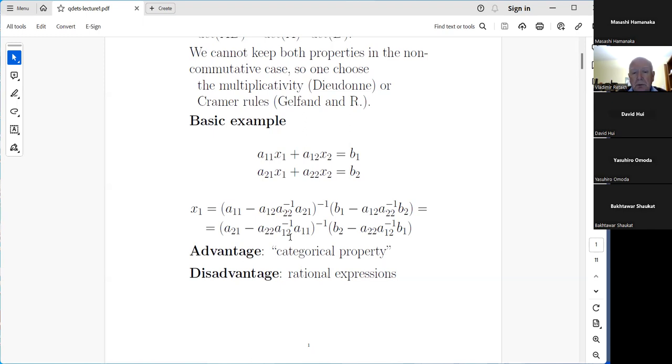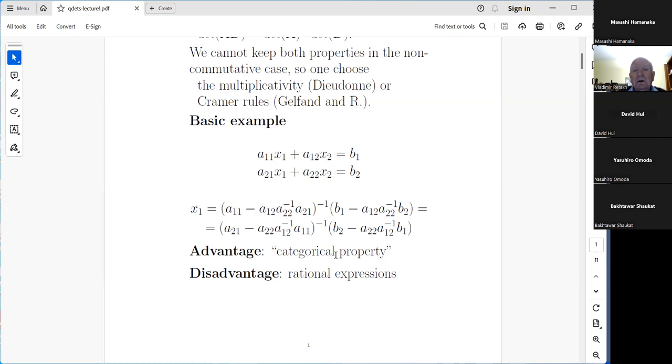So let's look at this expression, say, A11 minus A12 A22 inverse A21. There is a temptation to call it something like a determinant, so we chose the name quasi-determinant. It has a disadvantage. This is not a polynomial expression, just rational. But the advantage is that it has so-called categorical properties.